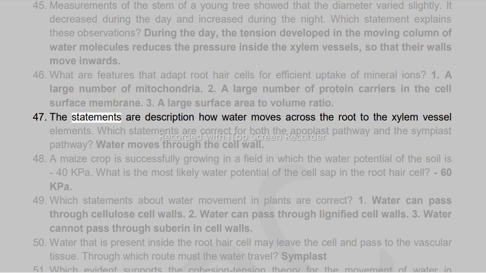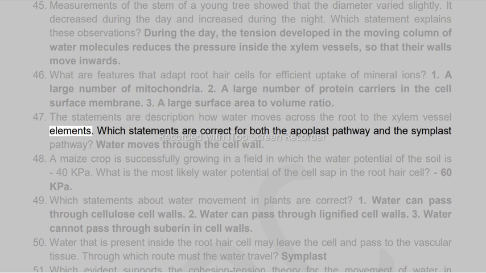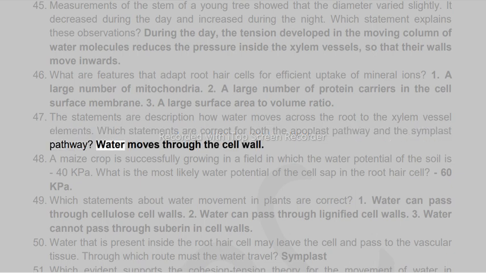47. The statements are descriptions of how water moves across the root to the xylem vessel elements. Which statements are correct for both the apoplast pathway and the symplast pathway? Water moves through the cell wall.